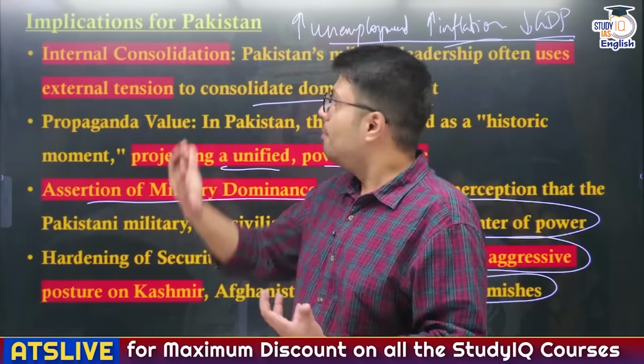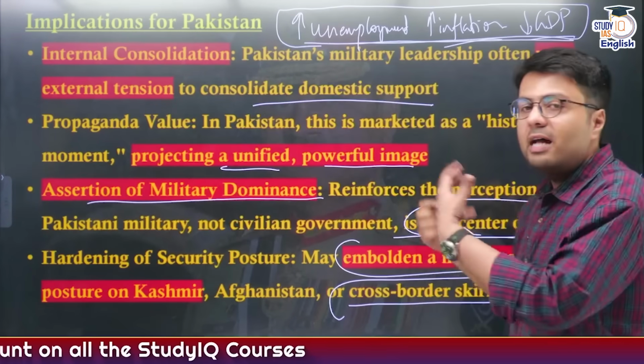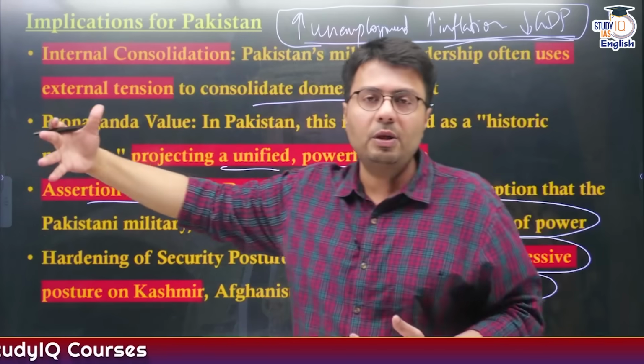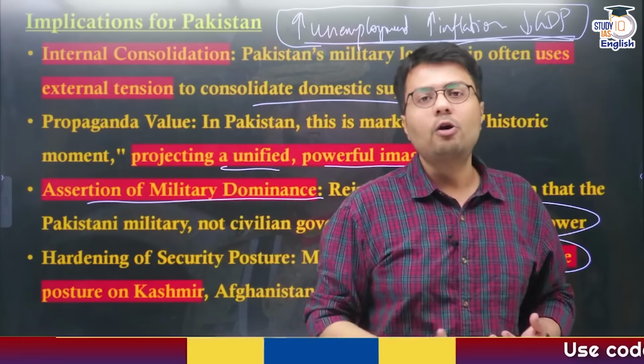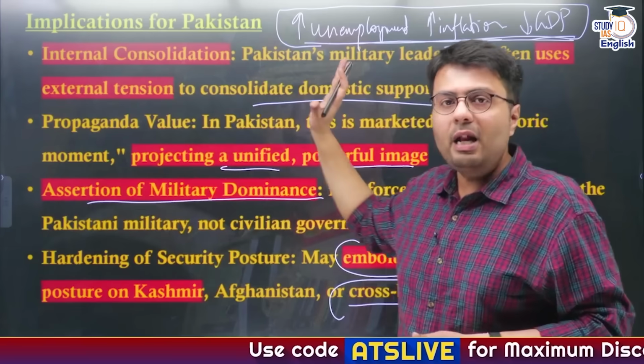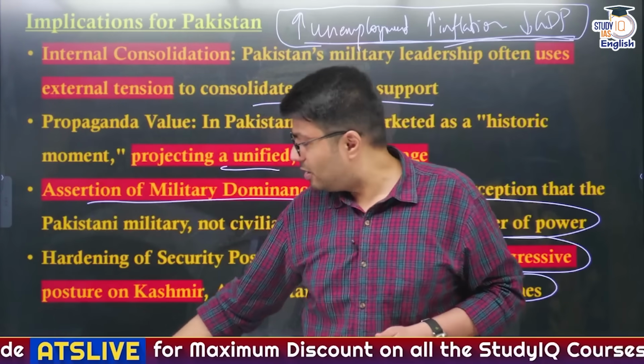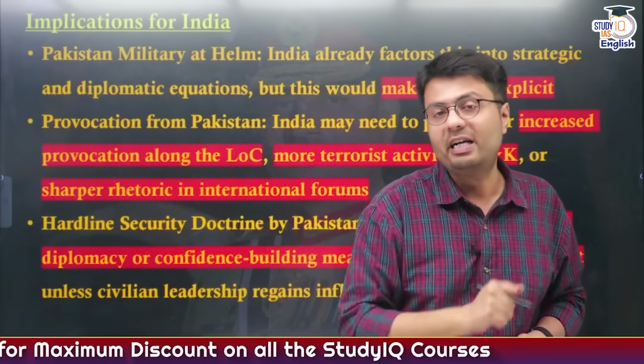Why are they doing it? Because obviously they don't have the ability to address these issues, and naturally they'll create an artificial tension with India to consolidate domestic support for the Pakistani armed forces, right? So this is why it will have a negative implication on Pakistan. Now let us understand how this elevation of General Munir will affect India.